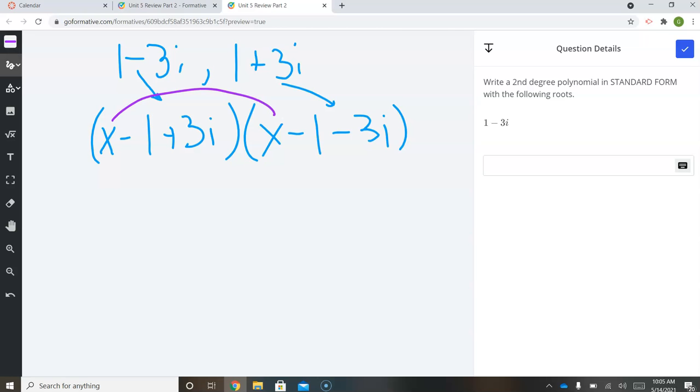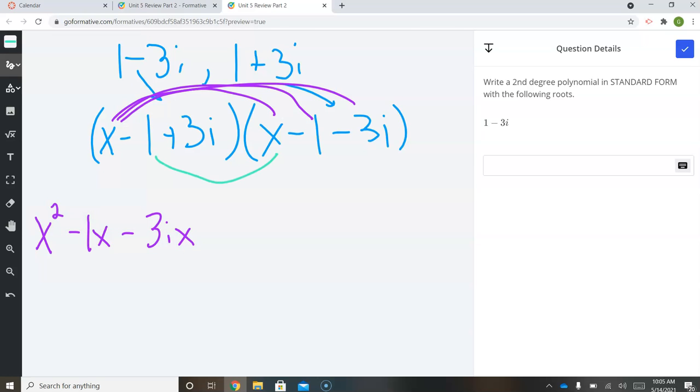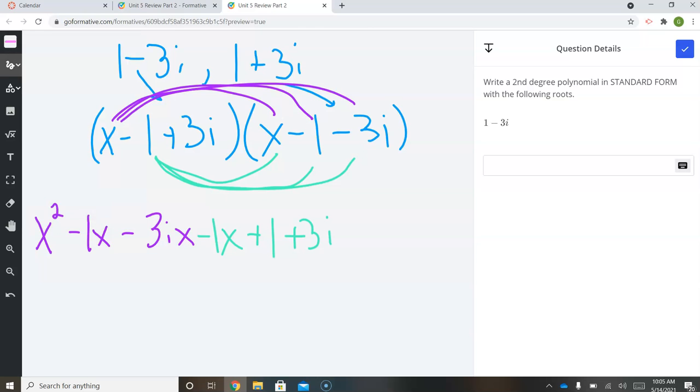Personally, I like doing all of my first. So x times x is x squared. X times negative 1 is negative 1x. X times negative 3i is negative 3ix. Remember, those gross ones will cancel out, so don't get flustered with that. Then I'm on to my negative 1, so negative 1 times x is negative 1x. Negative 1 times negative 1 is positive 1. Negative 1 times negative 3i is positive 3i. And then I'm on to my last one. And if I'm going too fast, you can slow down the video and rewatch it, okay? Last one is the 3i's. So 3i times x is plus 3ix.